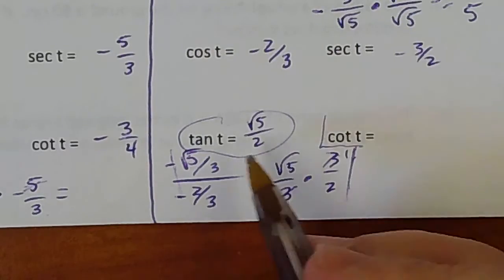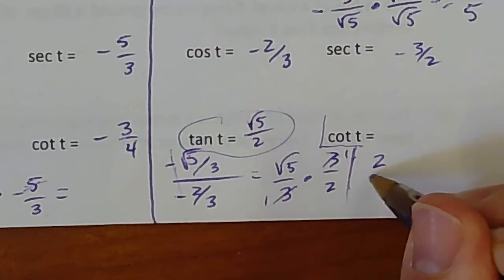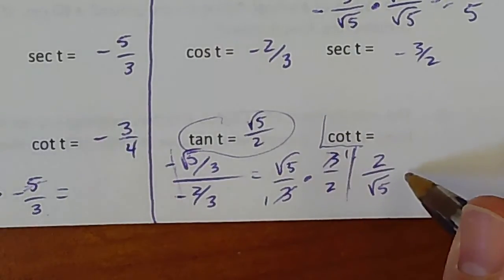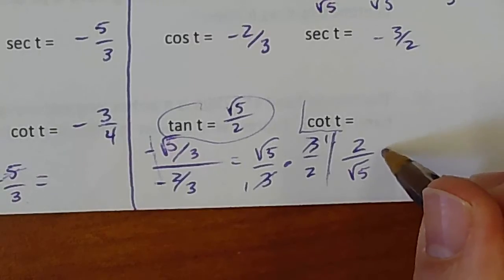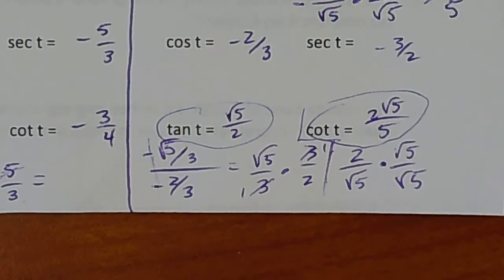Okay, for cotangent, though, we flip this over. We've got to rationalize it. So I'm going to pause here for 30 seconds and have you guys work on rationalizing that. So flip it over, get the radical out of the denominator. Okay, give it a shot. Okay, here's your answer for cotangent. Multiply by square root of 5 over square root of 5. Okay, let's go to the next page.